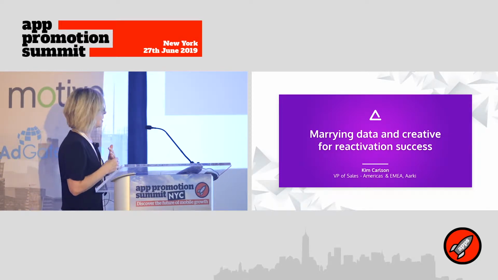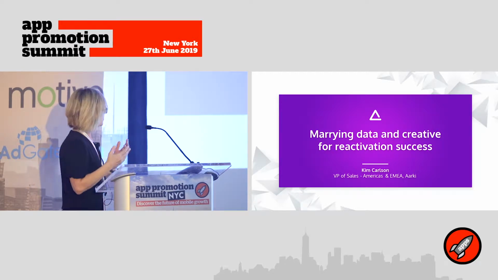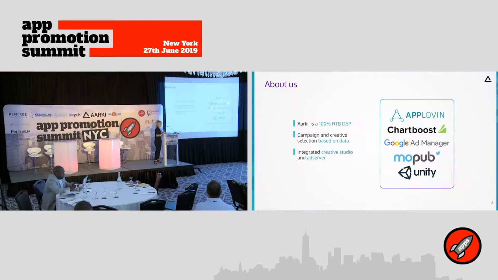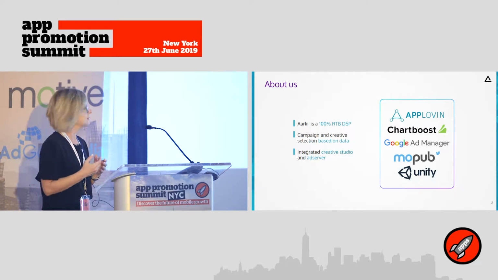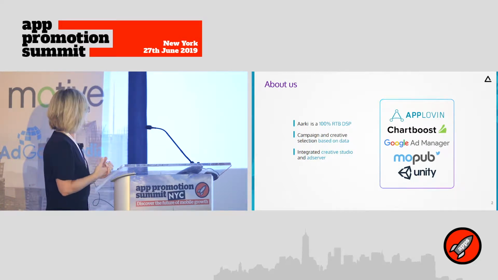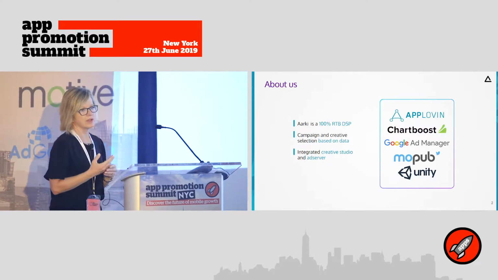Archie is a mobile DSP, 100% programmatic. And we want to talk today about marrying your data that we're ingesting into a DSP with the creative for reactivation success. So Archie, as I mentioned, is 100% DSP. We're bidding on in-app inventory through programmatic. We have our own bidder. We really focus on campaign and creative selection based on data. And we have our own integrated creative studio.